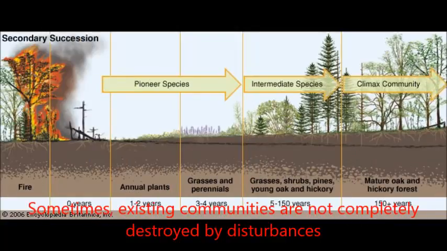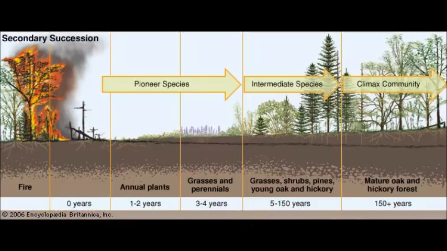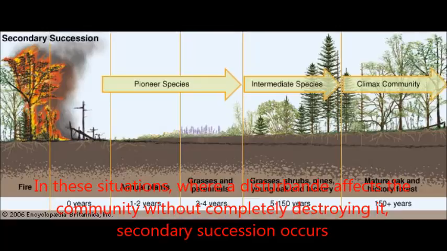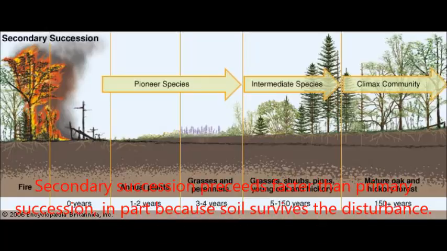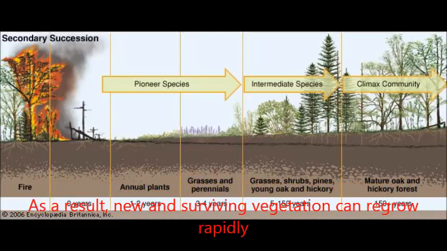Sometimes existing communities are not completely destroyed by disturbances. In these situations where a disturbance affects the community without completely destroying it, secondary succession occurs. Secondary succession proceeds faster than primary succession, in part because soil survives the disturbance. As a result, new and surviving vegetation can grow rapidly.